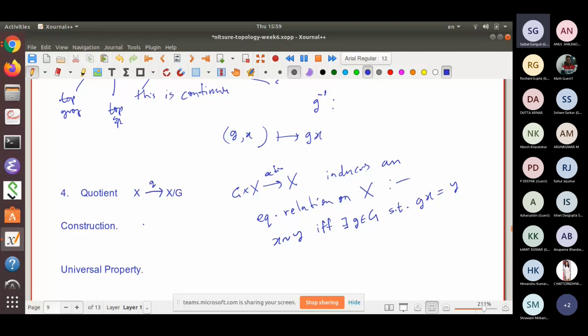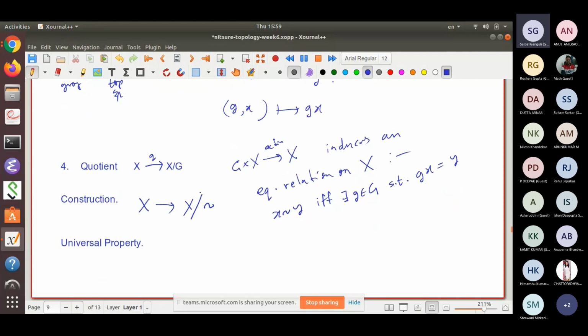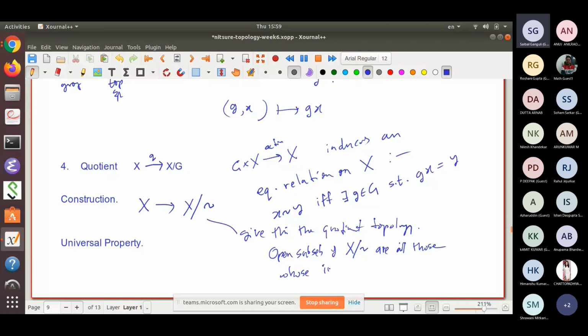So this quotient means this map, X to X mod this equivalence relation. That is the quotient. Okay. What is its universal property? Now, what topology do you give it? Give this the quotient topology, meaning open subsets of X mod tilde are all those whose inverse image in X is open.